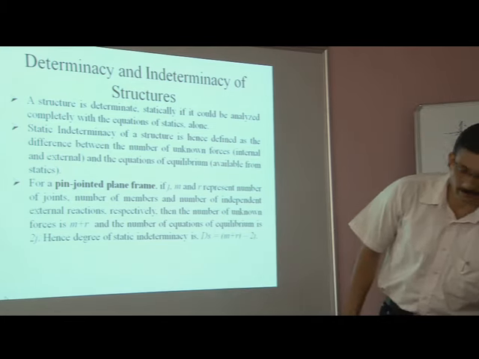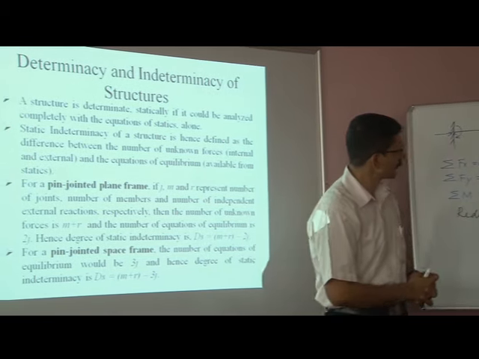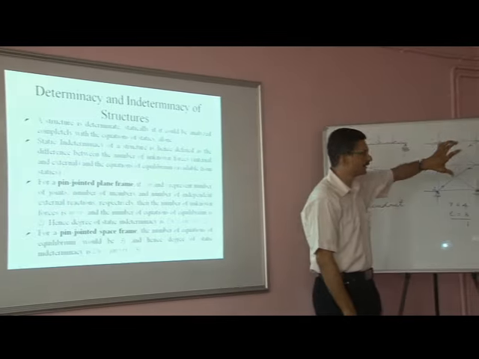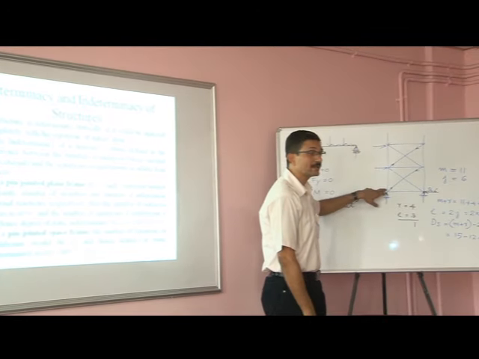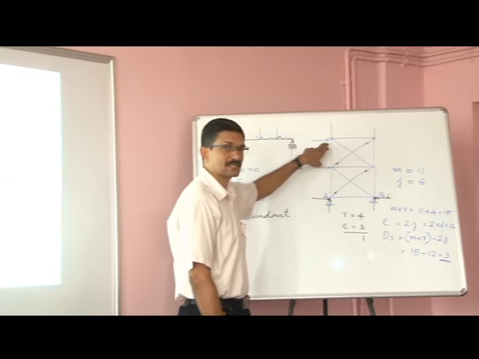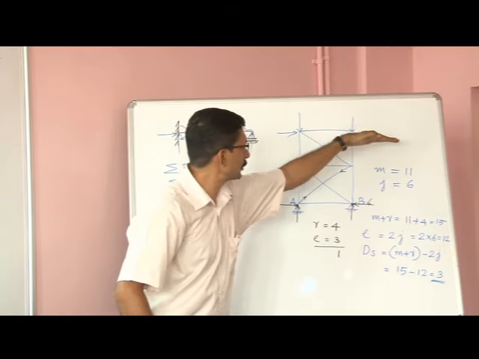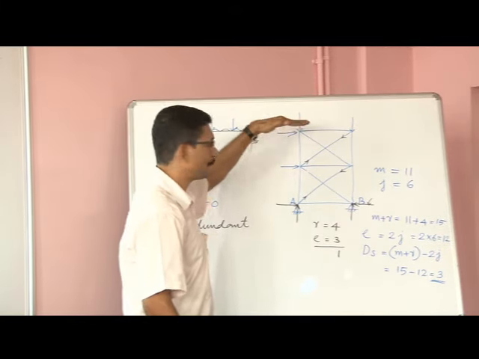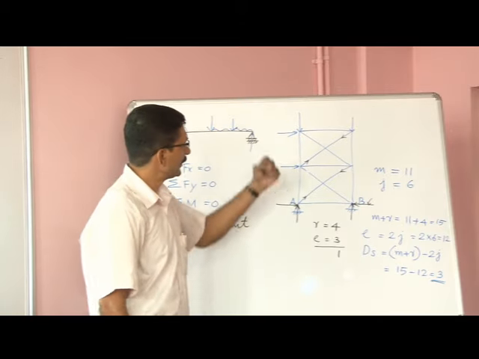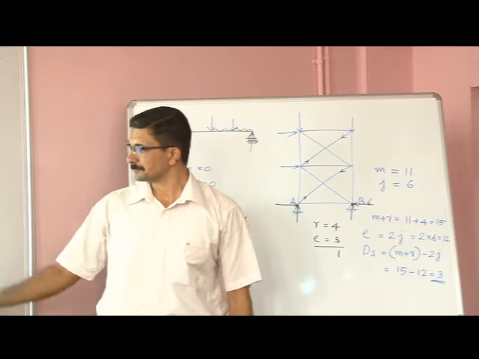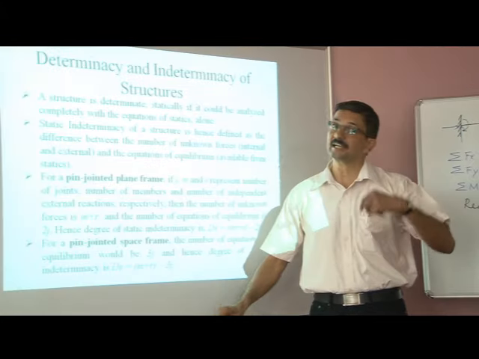If you proceed further, for a pin jointed space frame, you can extend that to a space frame, so that each free joint can translate along three mutually perpendicular directions: along, say, horizontal, along vertical, and along a perpendicular direction. Let us call them x, y, and z directions. In such a case, as given here, the number of equations of equilibrium would be 3 times j.